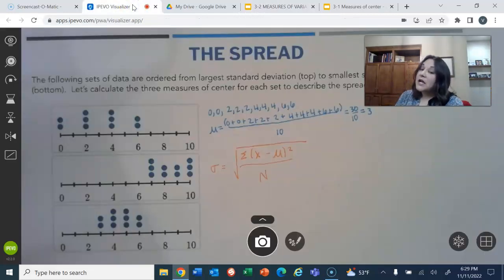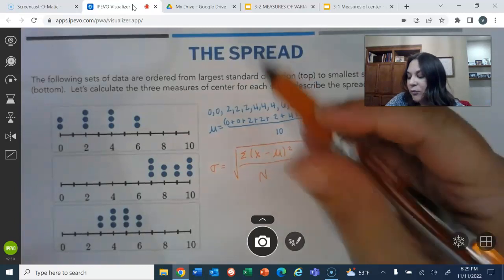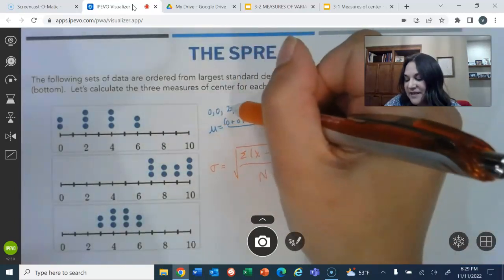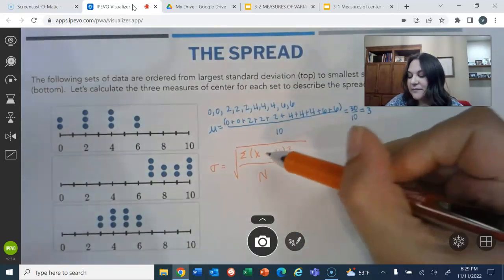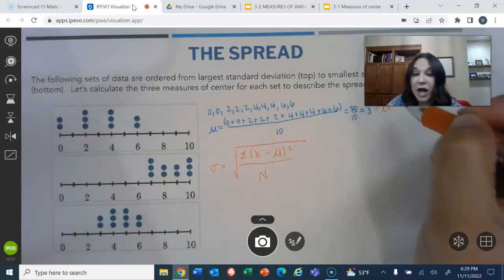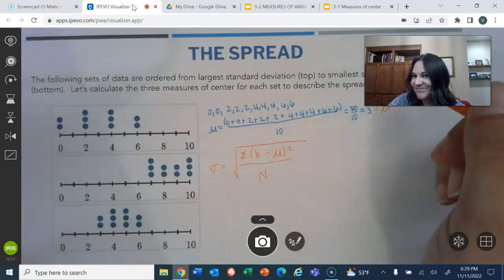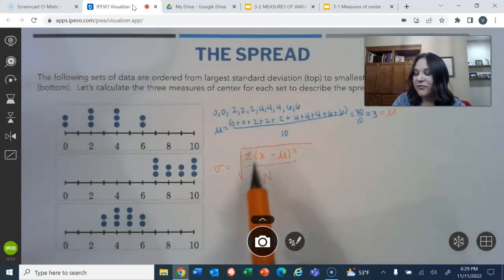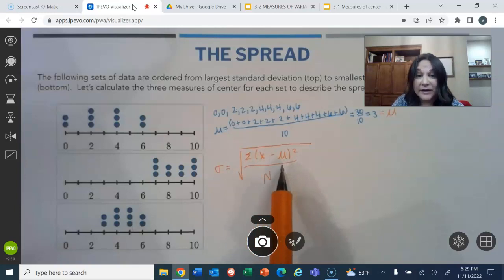So what I need to calculate is that each one of these represents X. And I am going to take X and subtract it from mu. This is mu, not you, mu. And then before I sum all of the distances, I'm squaring them.